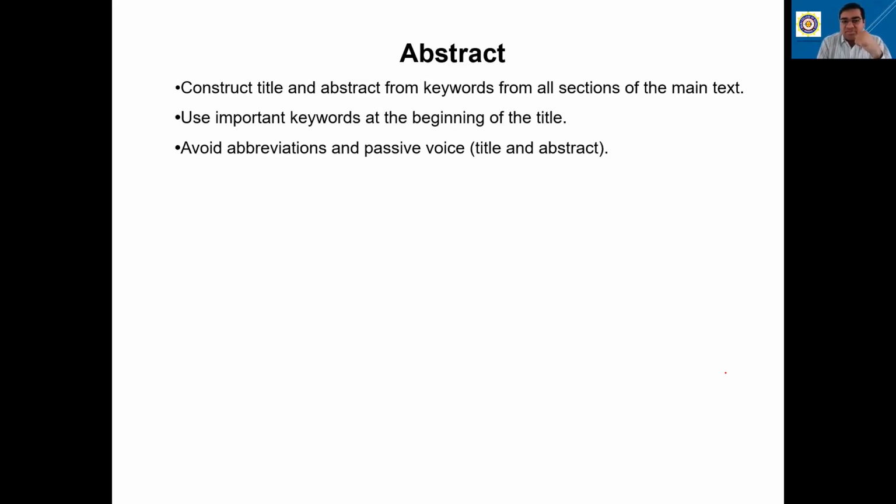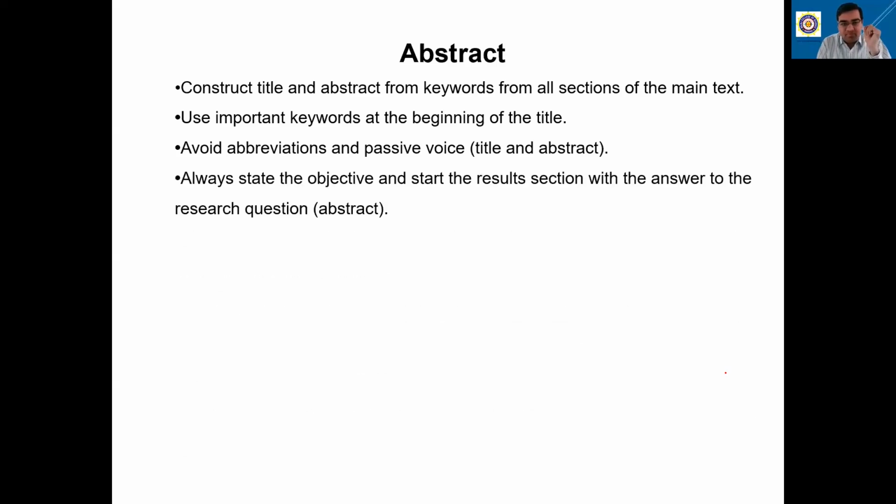Avoid abbreviations and passive voice. Clear instruction. Don't use abbreviations in abstract. If you want to write SEM, that won't be permissible. You will have to write scanning electron microscope. Yes, always state the objective and start the result section with the answer to the research question. This should be your first statement in the abstract.